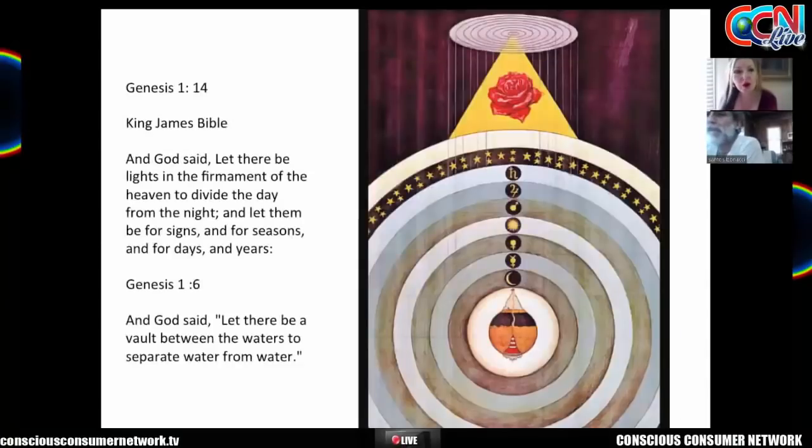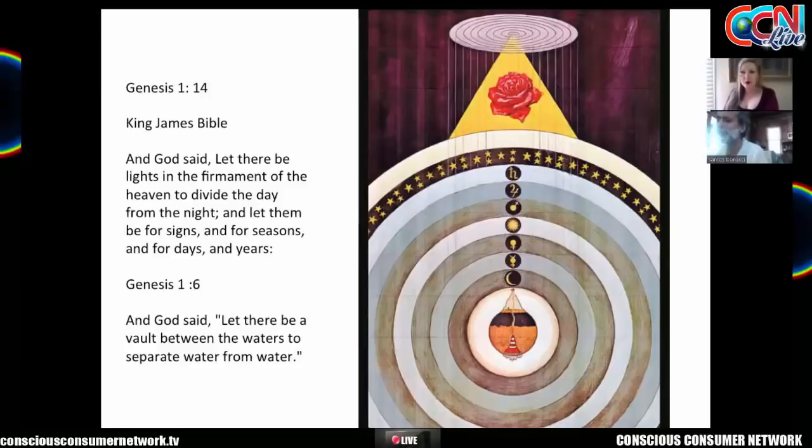This is the Kabbalistic system, okay? In the center here, you have the Earth. The Earth is Malkuth. It is the 10th sphere. It is the earthly plane. And above it, you see the seven rings starting from the Moon and then going to Saturn. And then above Saturn is the firmament. That's where the true firmament is.